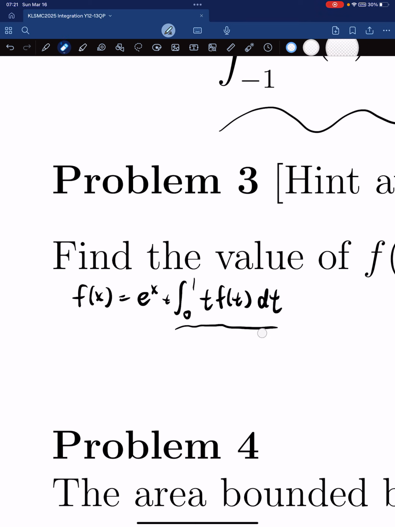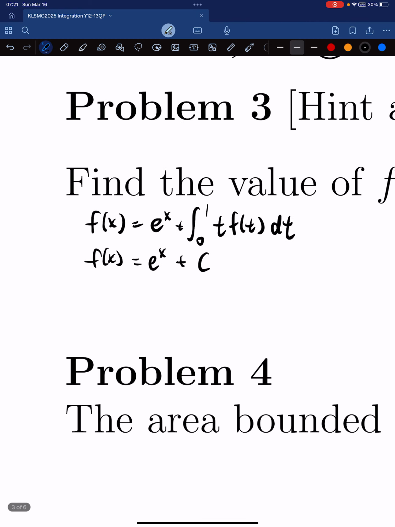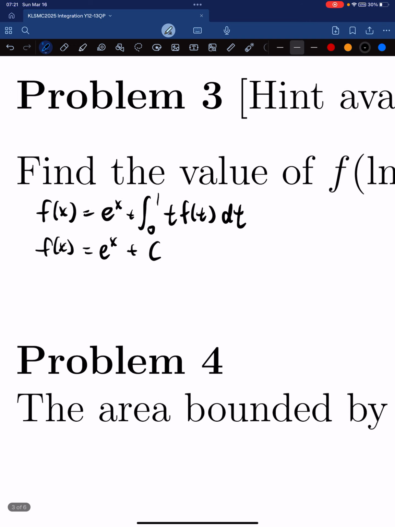So we know that our function is dependent on x, right? And we know that this term doesn't depend on x. So basically, we can rewrite our function as e to the power of x plus a constant that is independent of x. So we know the general form the function should take. And now let's try to evaluate the constant c, so then we can substitute our value back. So okay, all right.